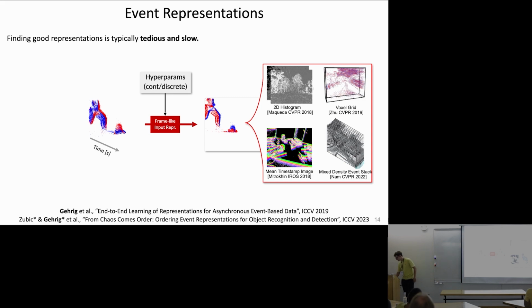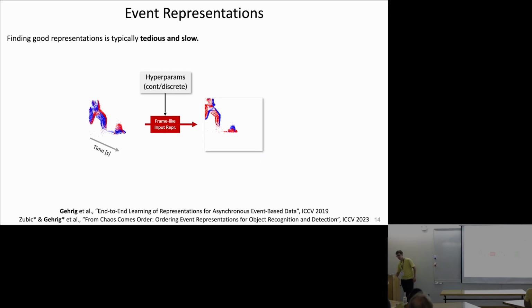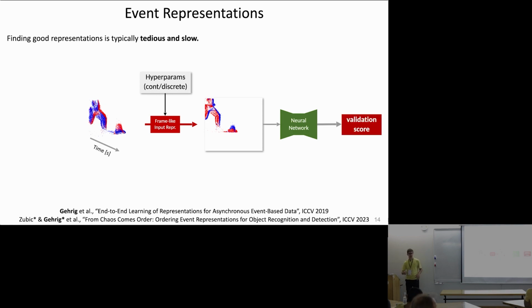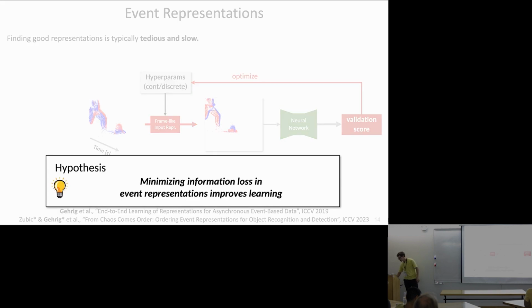However, the process for selecting such a representation is always the same. You need to first train a neural network on a given task, then optimize the hyperparameters with some validation score, and you have this loop which is very, very inefficient. So the question is, can we accelerate this process by looking at how much information is actually being lost in going from raw events to frame-based representations? This is quite aligned with the goal here, because ideally we want to just eliminate this block, right? So if we let through more information, this should actually help.